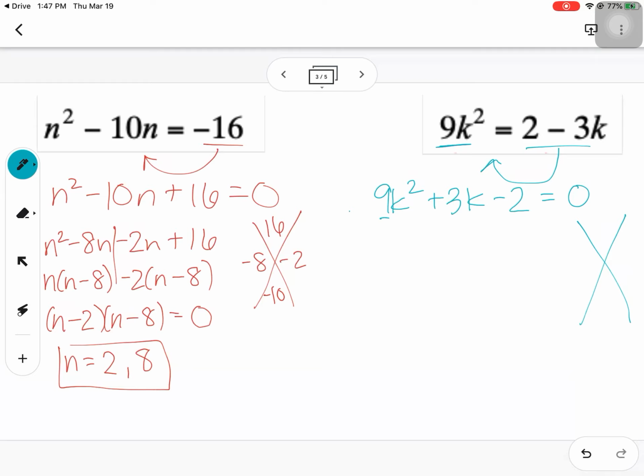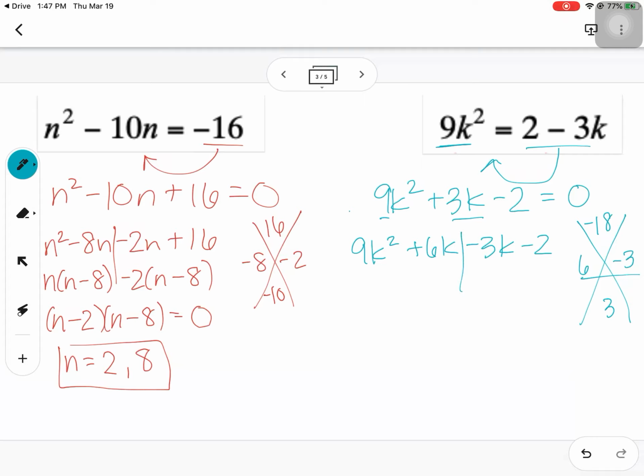Here I have a number in front, so I need to make sure to multiply by the back. So 9 times -2 is -18, and it needs to add to 3. Then, let's see, that's going to be 6 and 3, and it needs to be a -3 because 6 minus 3 gives me +3. And again, these terms are going to replace my middle term. So I have 9k squared plus 6k minus 3k minus 2. The order does not matter.